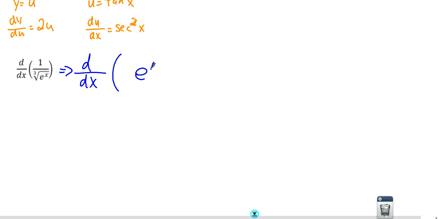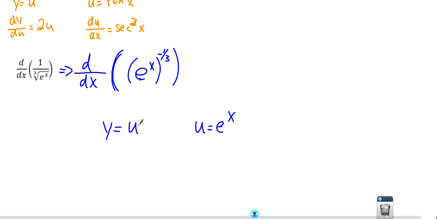So basically we get e to the x, and it's going to be to the negative 1/3 power. So that's what we're going to be taking the derivative of. And you can see now we have this function inside of that function. So to make it easier, we're going to do chain rule. So my u this time is e to the x, and then when I rewrite it, I get u to the negative 1/3 power. This one's the easy one. Du over dx is e to the x.